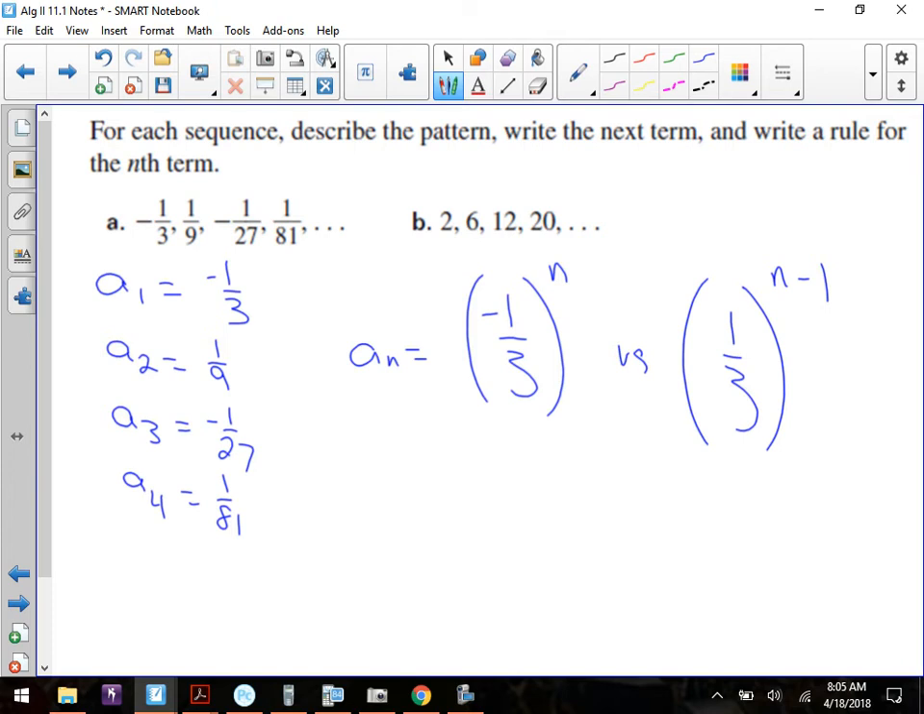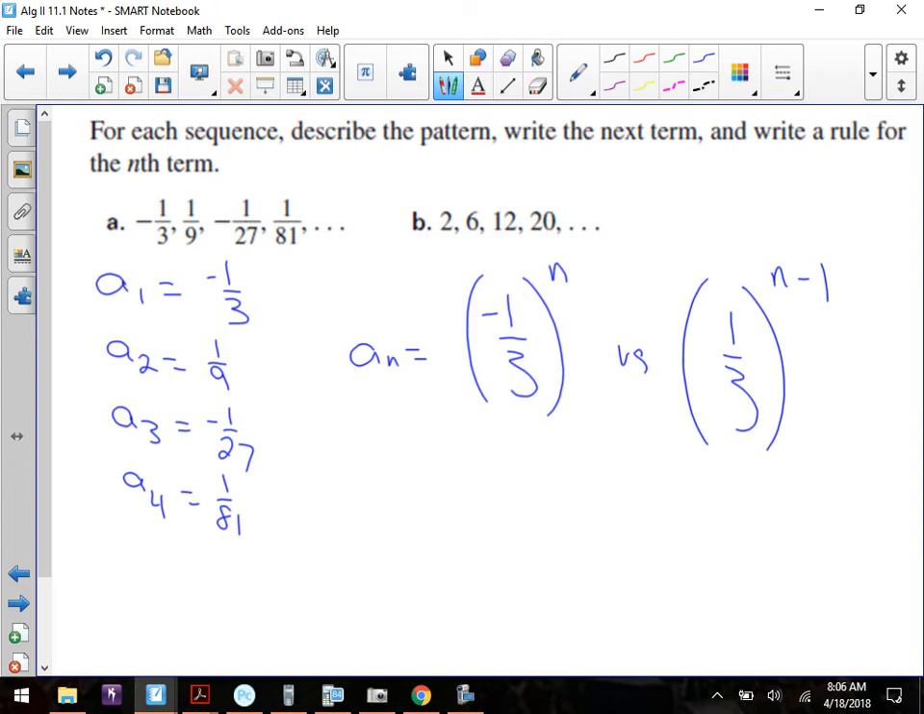Now, if I do the first term on the other one, with -1/3 to the n, if n is 1, what's my first term? Negative 1/3. If n is 2, it'd be squared, it becomes 1/9. That's the idea when you start messing around with some of these things. You start playing with the exponents. It takes a lot of trial and error with some of this, because some of them can get kind of weird.